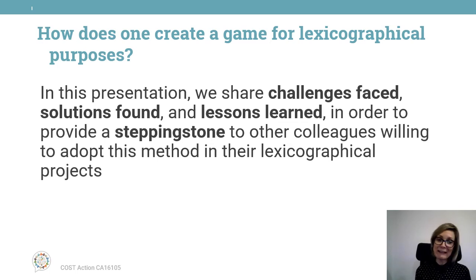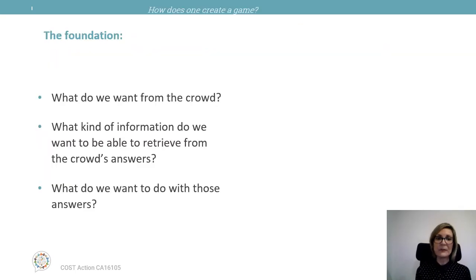I have to say that we don't have answers for everything already, but what we want to show you here is the whole process of decision making and what we need to have in mind when we are creating a game. So the foundation of everything. We first thought of these 3 questions. So what do we want from the crowd? What kind of information do we want to be able to retrieve from the crowd's answers? And what do we want to do with those answers?